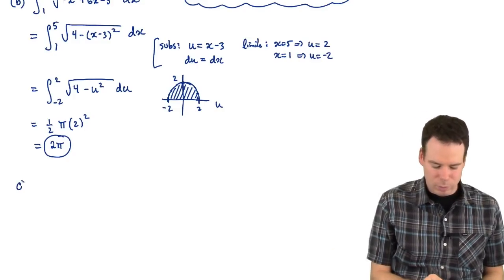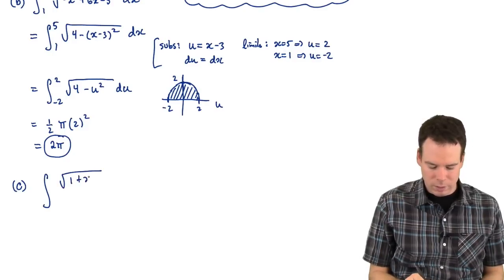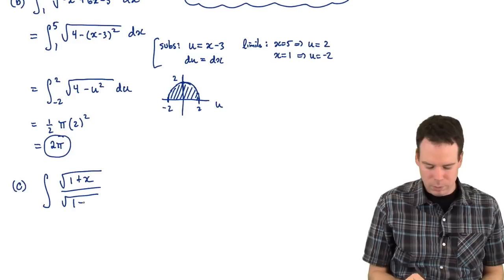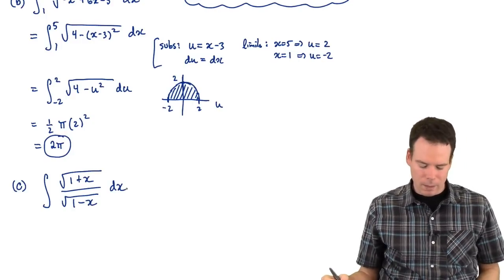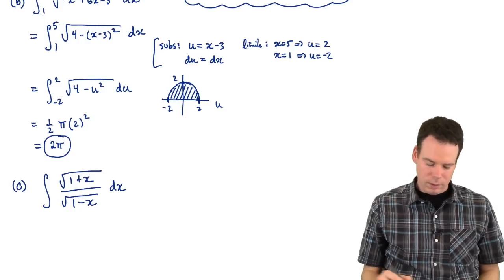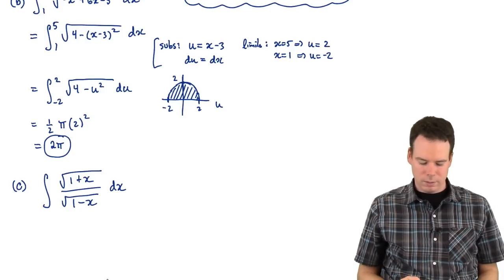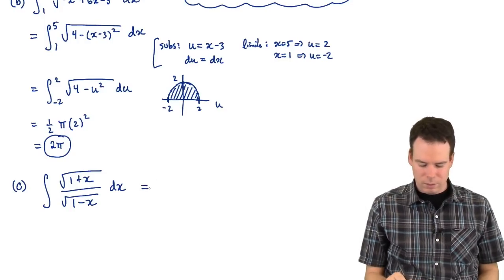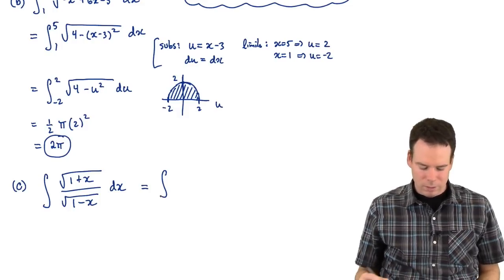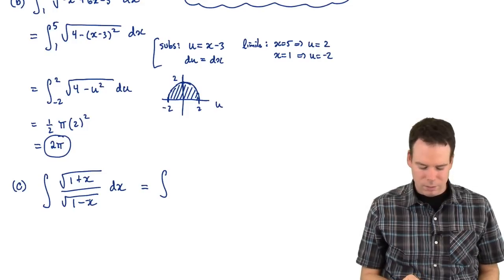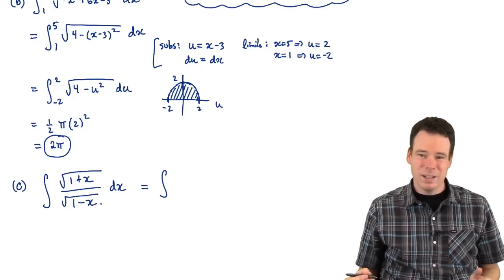How about the next example? The integral of square root of 1 plus x, square root of 1 minus x dx. What can we do with this? Well, one thing that pops into my mind when I stare at this is they are closely related, 1 plus x, 1 minus x. I'd like to get rid of the square root, at least one of them.